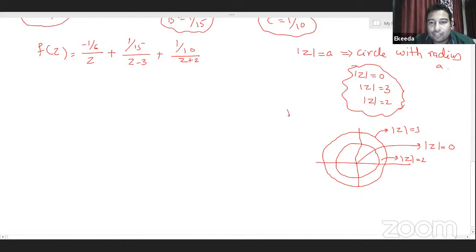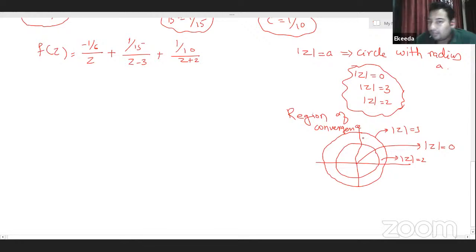This is called your ROC, that is region of convergence. And how do we draw the region of convergence? It depends upon poles. And what do you mean by pole? Equate the denominator to 0 and you will get the poles. So this is z equal to 0, that is mod z is equal to 0. From this you will get mod z equal to 3. And from this you will get mod z is equal to 2.